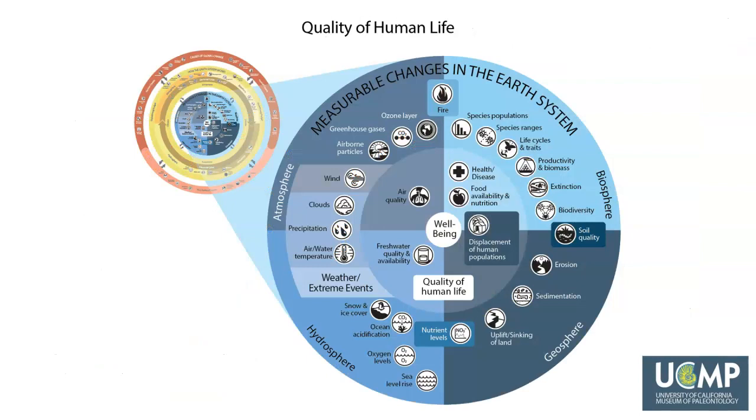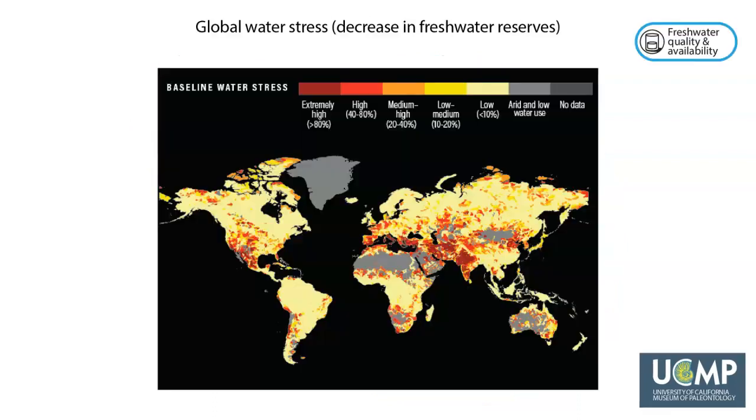As humans, we affect and are affected by the Earth system in many ways. The quality of human life is inextricably tied to the condition of our planet. In the center of the measurable changes section of the diagram are changes that most directly affect our health and well-being, including the quality and availability of fresh water and food. Poor environmental conditions can cause displacement of human populations. Here we'll briefly explore changes that affect the quality of human life.